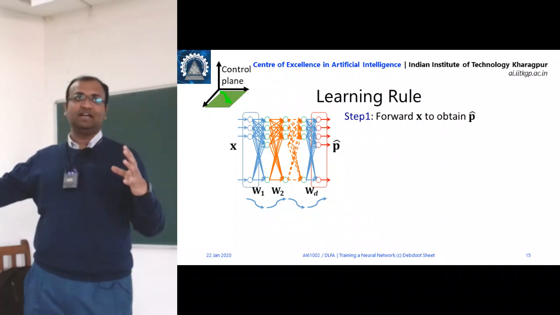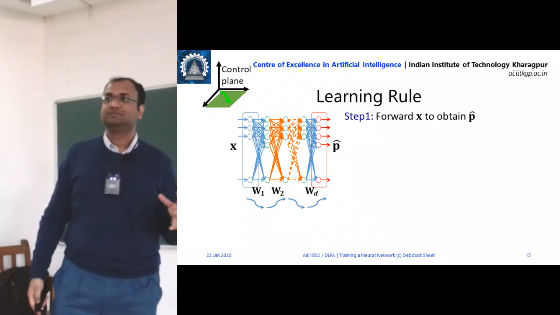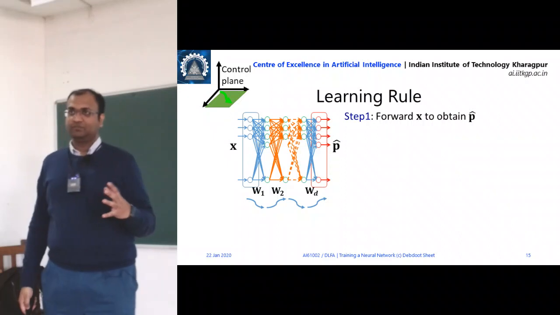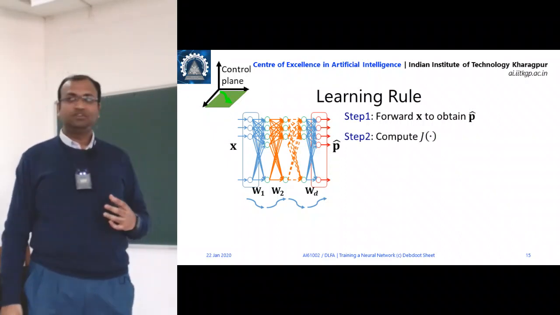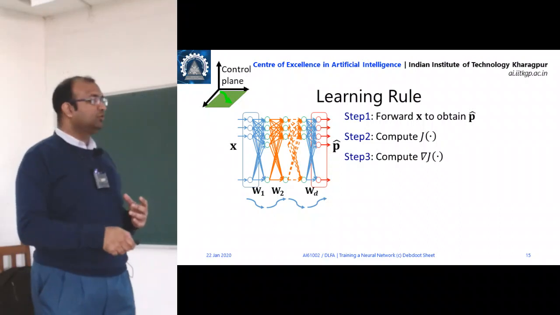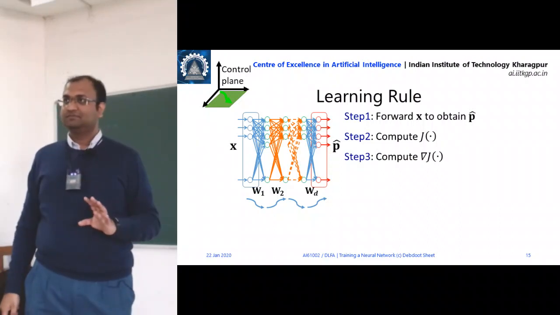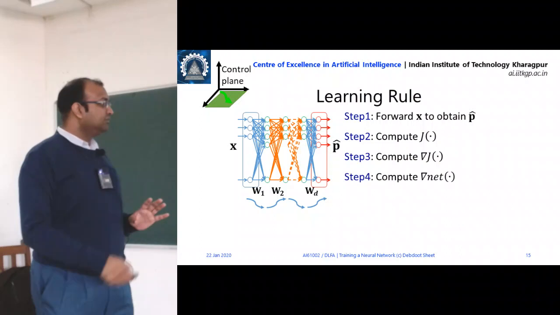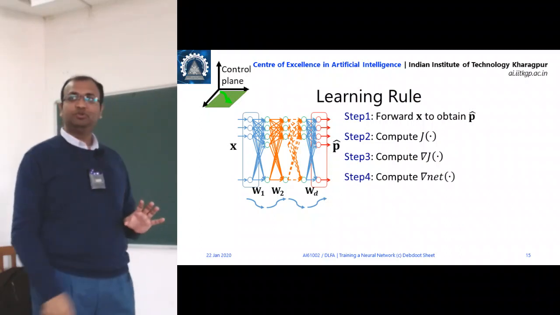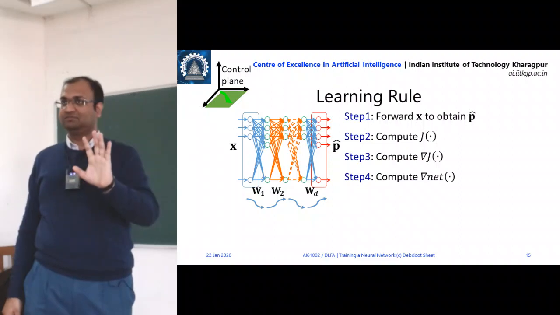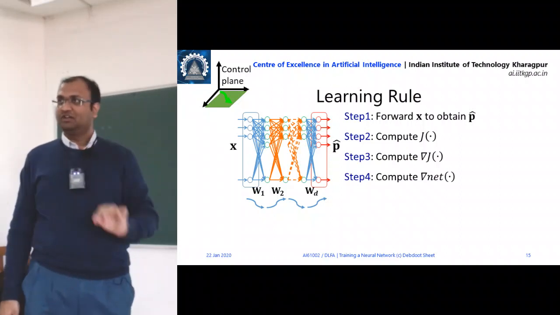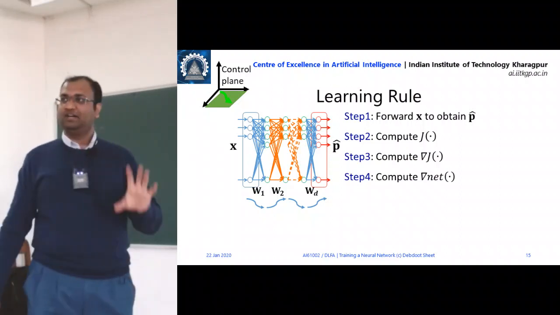Once you had p hat, then what do you find? You find out that loss. So you need to compute this J over here. Once you compute J, the next part is to compute the derivative of J. Now that you have computed the derivative of J, you need to compute the derivative of the network. So the derivative of J was basically the derivative of the loss function with respect to its input. Now you needed to calculate the derivative of the whole network itself.